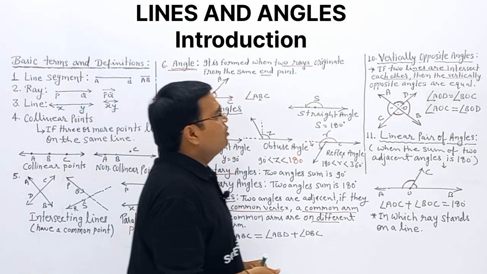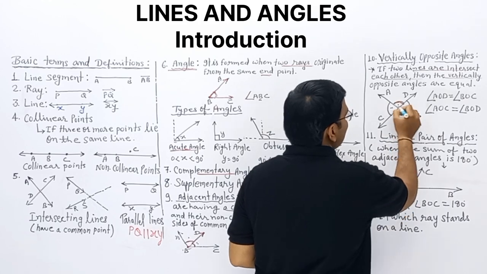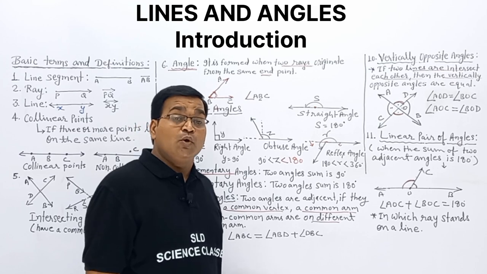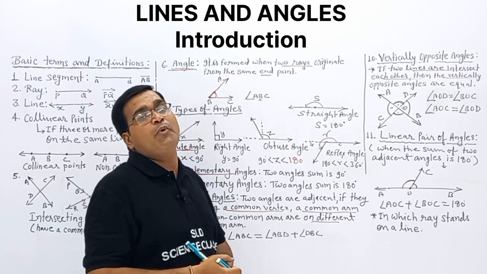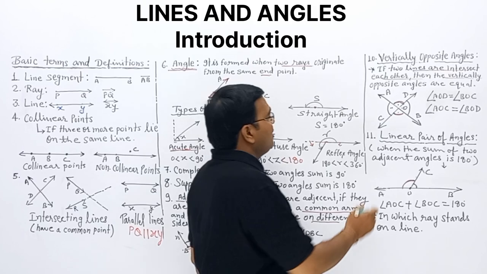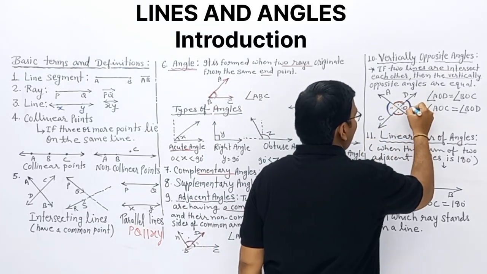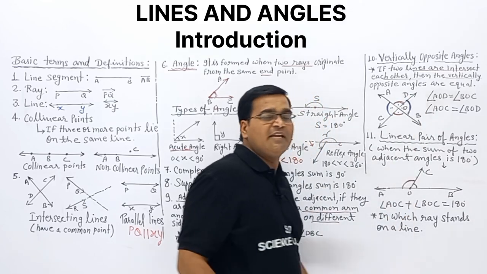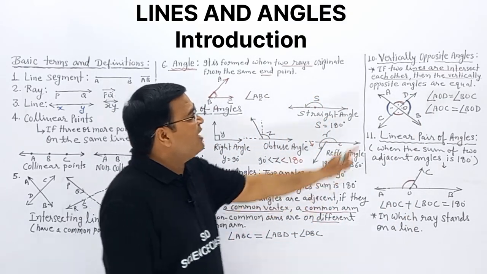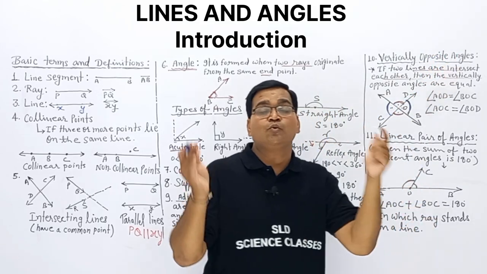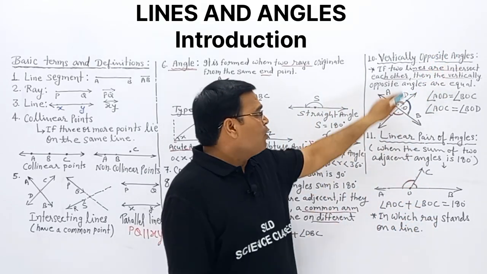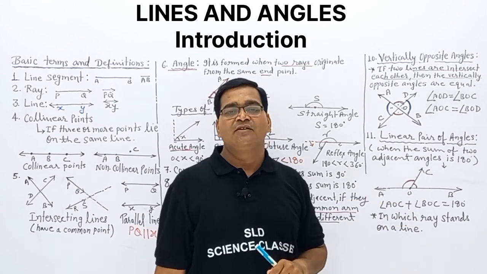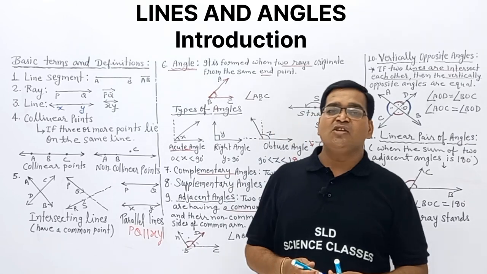AOD will be equal to BOC. This angle will be equal to this one. Both are vertically opposite angles, and once we have vertically opposite angles, they will be equal. Now this angle AOC and BOD are also vertically opposite, and they will be equal. So simple. Vertically opposite angles: once two lines intersect, the vertically opposite angles will be equal. Clear? So I hope you understand all these things.